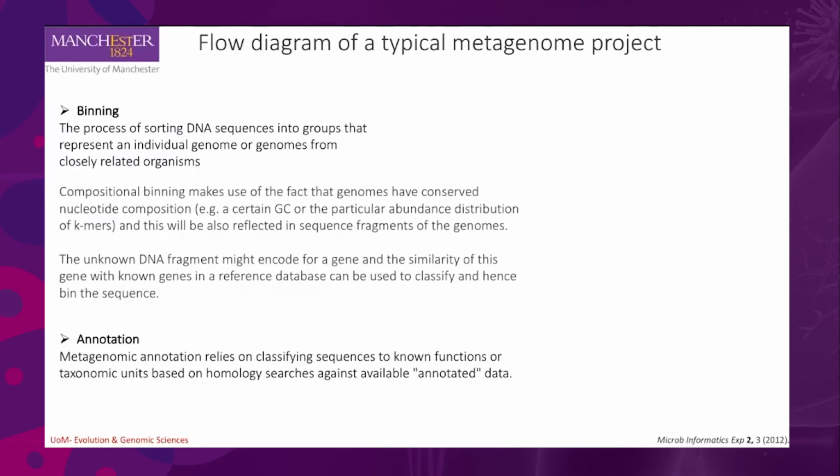The unknown DNA fragments might encode for a gene, and the similarity of the gene with already known genes in a reference database can be used to classify and hence bin the sequence. So this is pretty straightforward. And finally, the annotation. Essentially, metagenomic annotation relies on classifying sequences to known functions or taxonomic units based on homology searches against available annotated data.